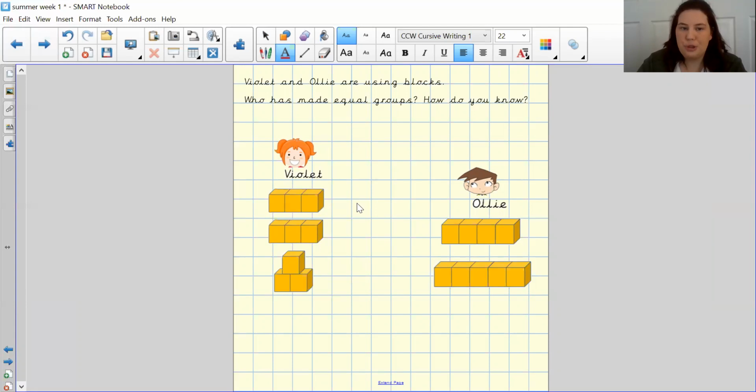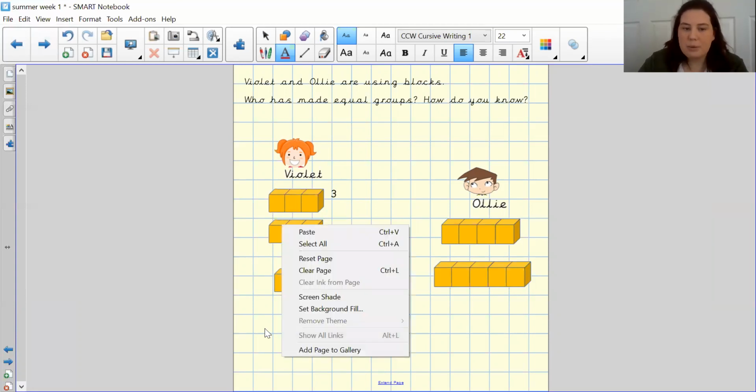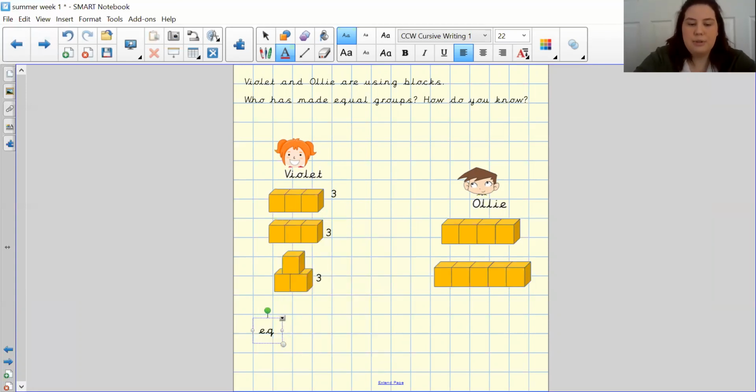Let's count how much is in each group. 1, 2, 3. So we know that there is 3 in the first one, 1, 2, 3 in the second, and 1, 2, 3 in her third group. Has she made an equal group? Yes, she has. So I'm going to write equal underneath for us to see. Nice and clear for us there.